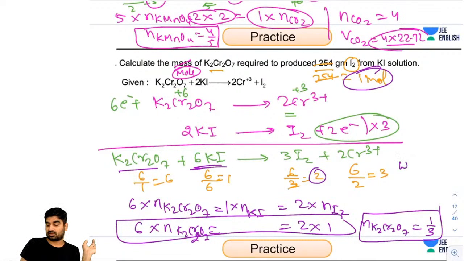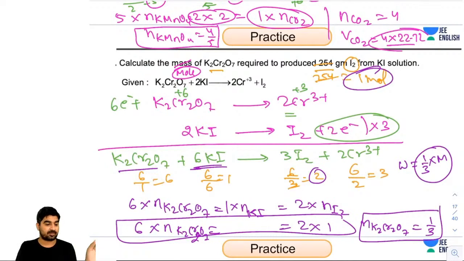If you want to calculate the mass, yes, you can do it multiplied by molar mass. Okay, so here you have to remember the molar mass of chromium as well.